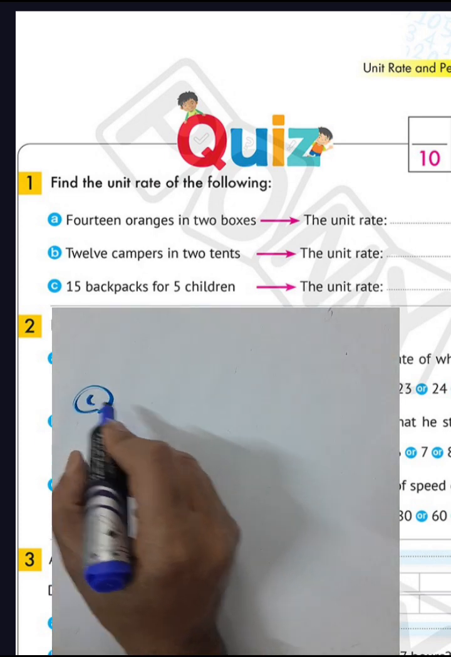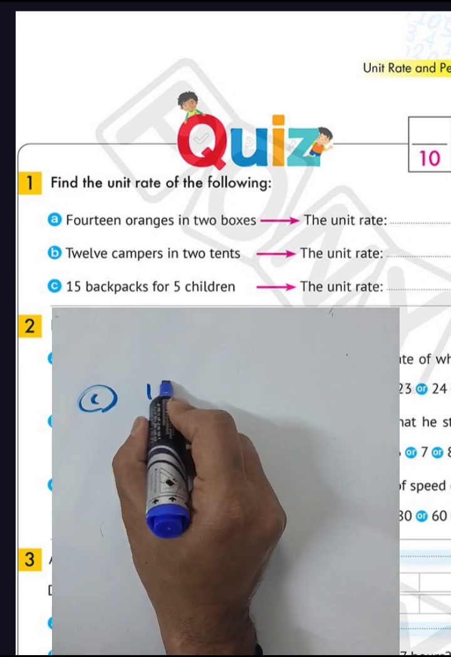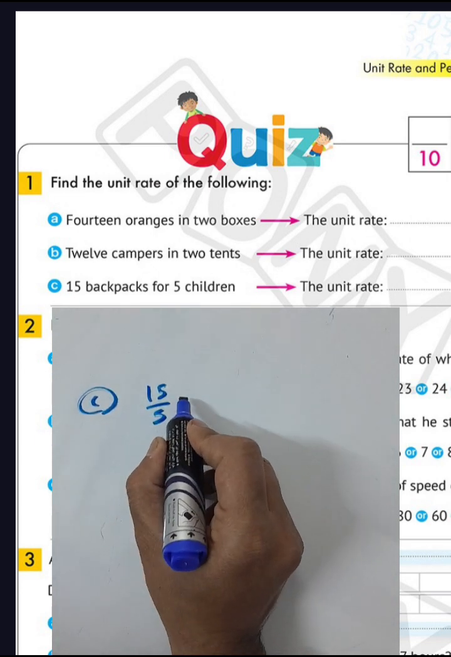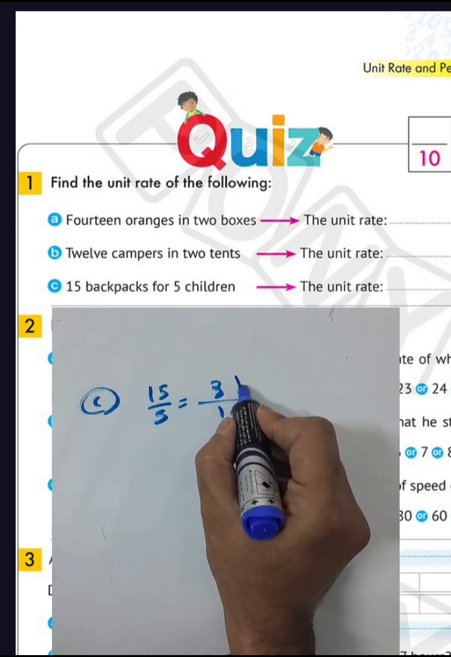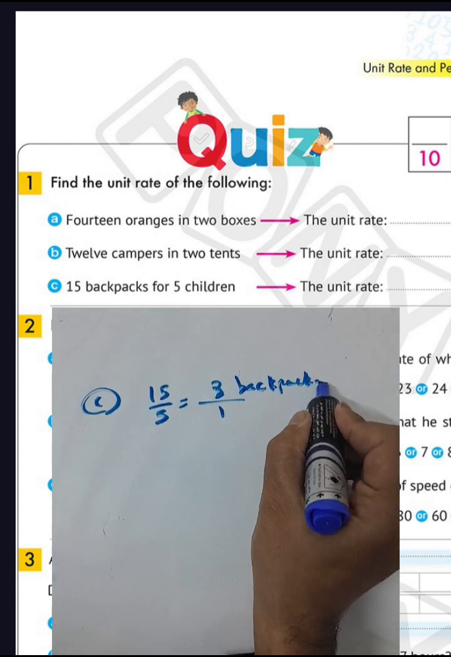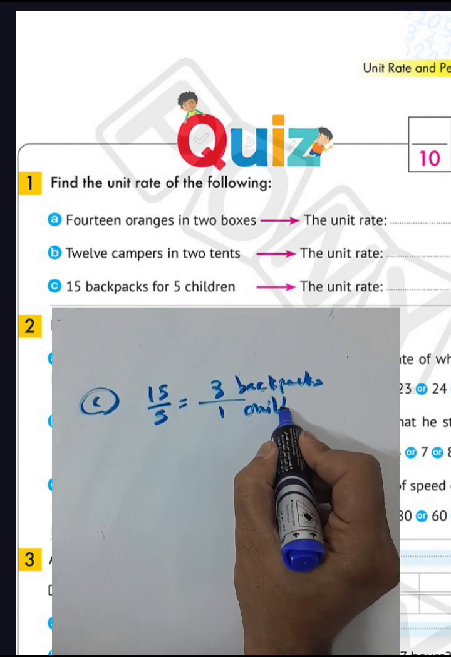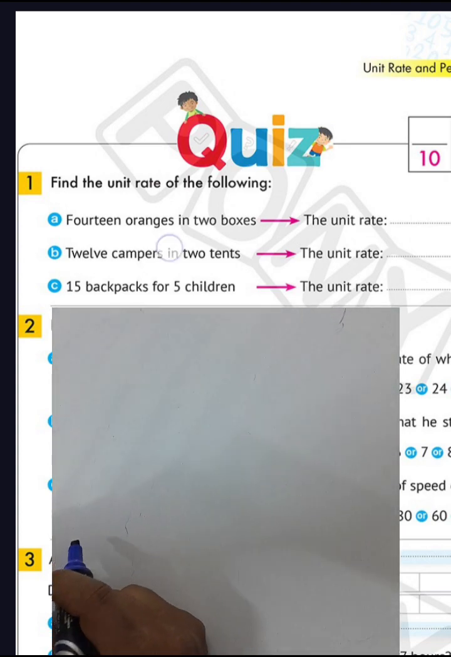Question letter C. 15 backpacks for 5 children. We got 15 over 5. It will be 3 over 1. Then we can write 3 backpacks per each child, 1 child. Okay, this is the unit rate.